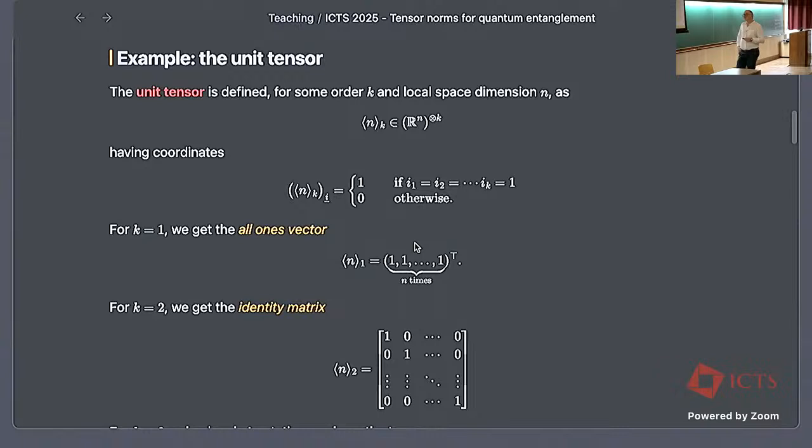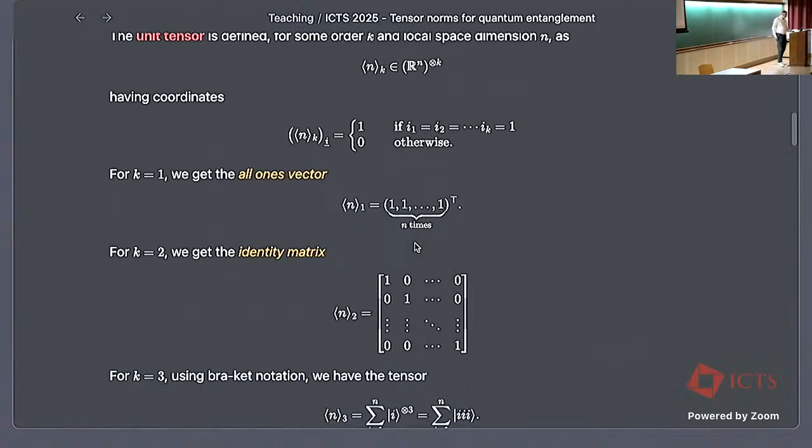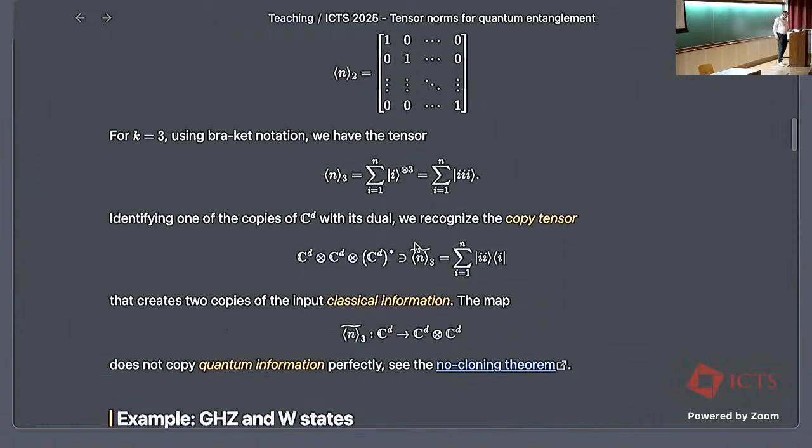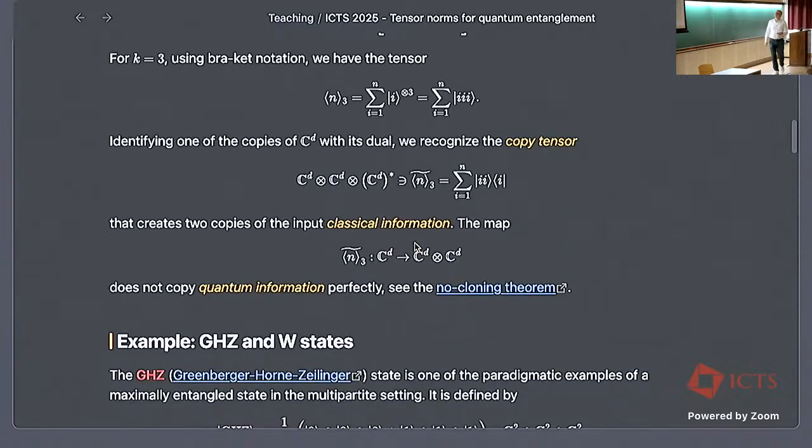For k equals 2, I have two indices, i and j, so I get the identity matrix, if I see R^n tensor R^n, tensors of order 2, as n by n matrices, using the stuff that I just told you about. And for k equals 3, this is the tensor: it's the sum of the i i i. These are the only basis vectors which have a coefficient 1. And so yeah, it's this 3 tensor.